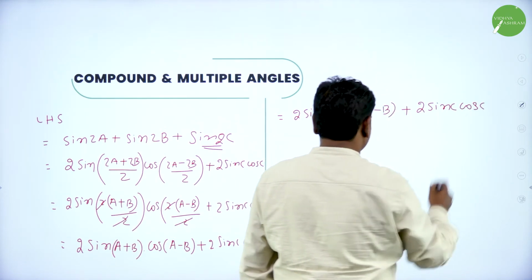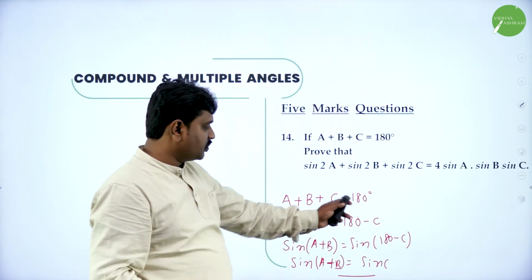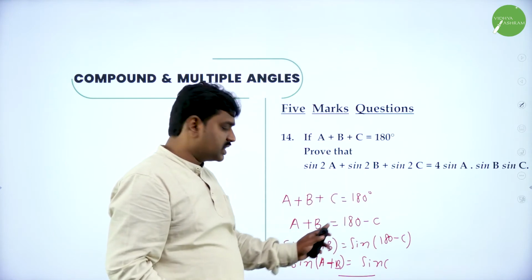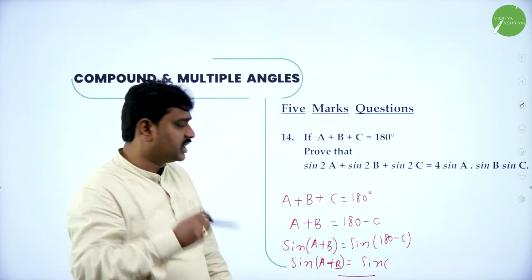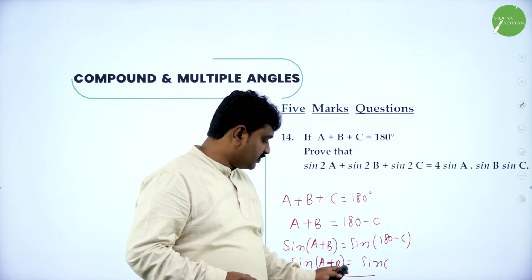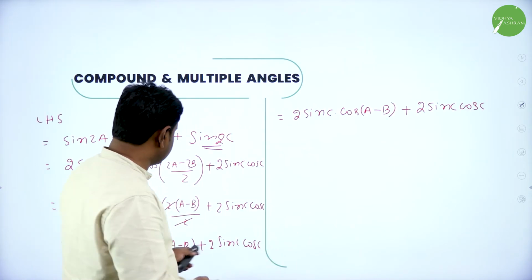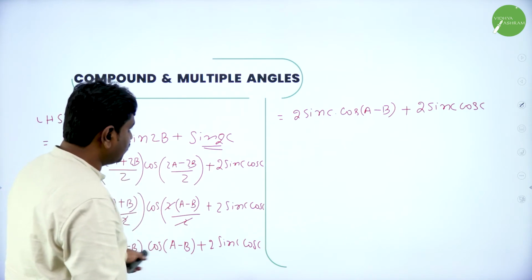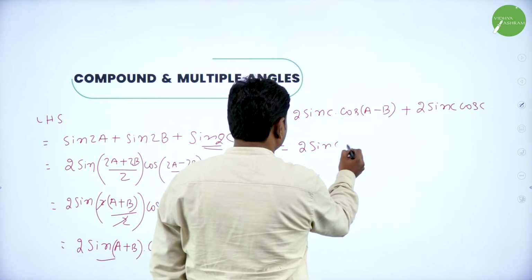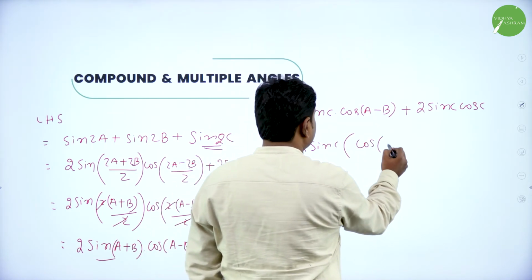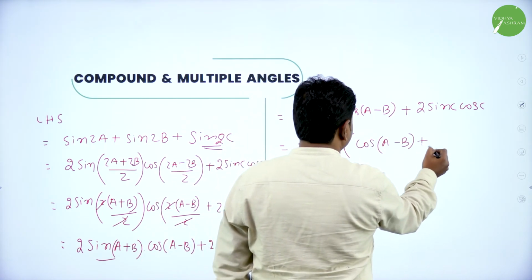See here you have to understand, since they gave a plus b plus c is 180, if you rearrange, c goes to that side, sin of a plus b is sin of 180 minus c. What is sin of 180 minus theta? Sin theta. So sin of a plus b is sin c. Here we have sin of a plus b, I replace this by sin c. Now in both the terms you have 2 sin c common, take out 2 sin c common, you are left out with cos of a minus b plus cos c.